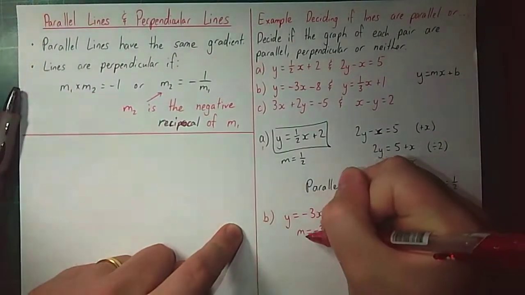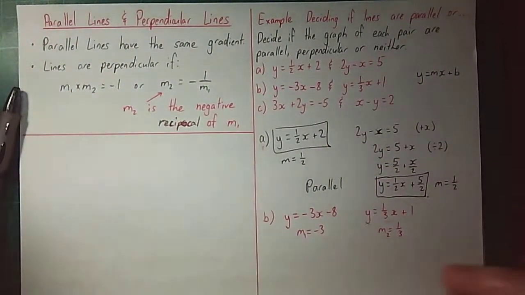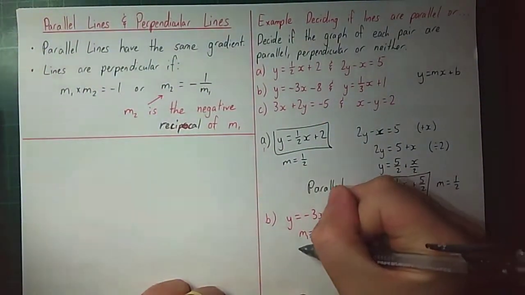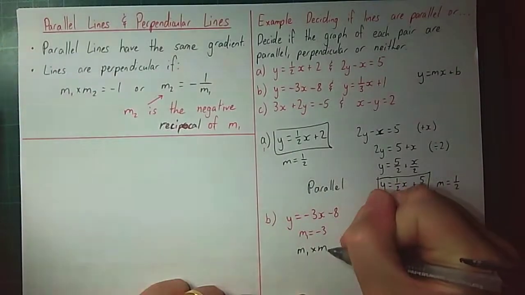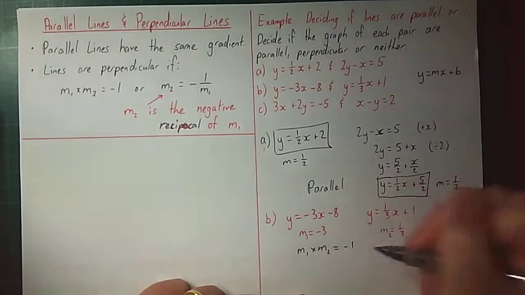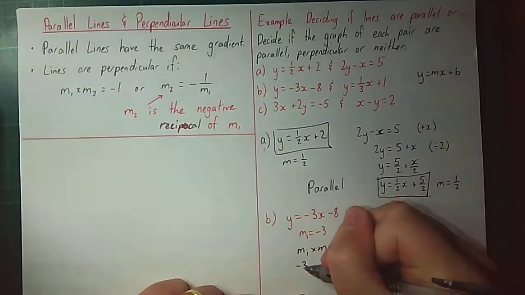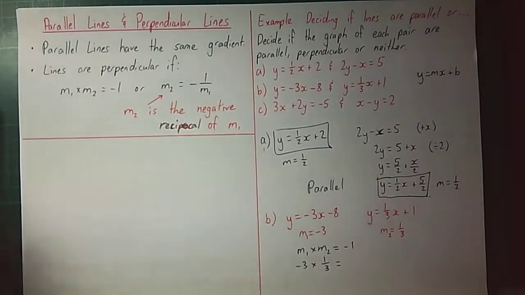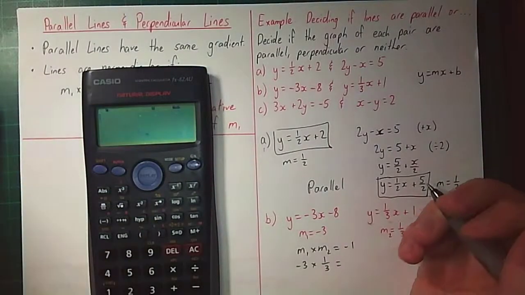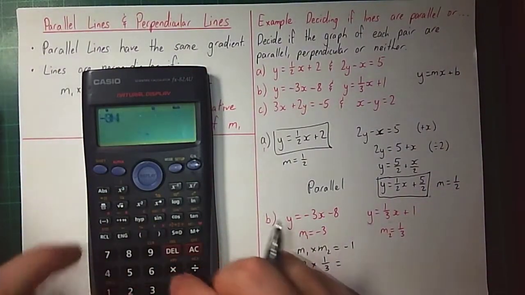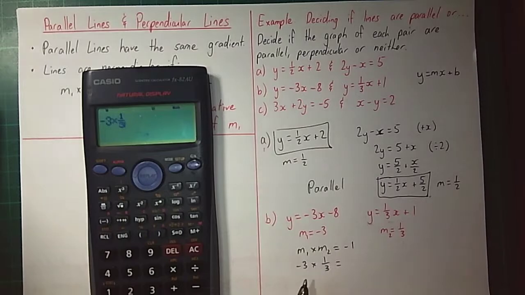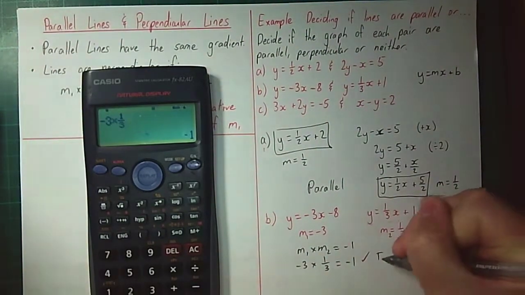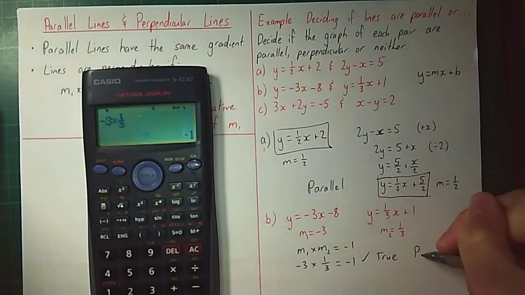So if we make this m1 and this m2, we can multiply them and see if we get -1. So our m1 times m2 should equal -1. Our m1 is -3, and our m2 is 1/3. I'm going to pop that in my calculator just to be safe. So we've got -3 times 1/3 gives us -1. And that's true. And because it's true, those two lines are perpendicular.